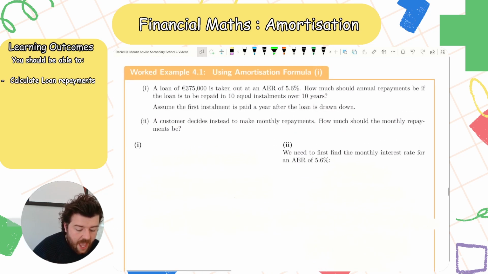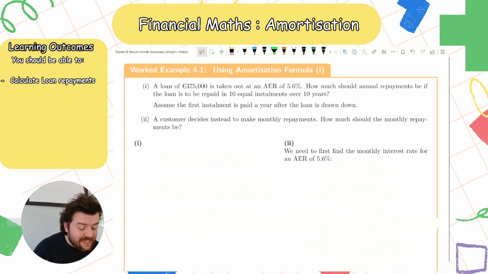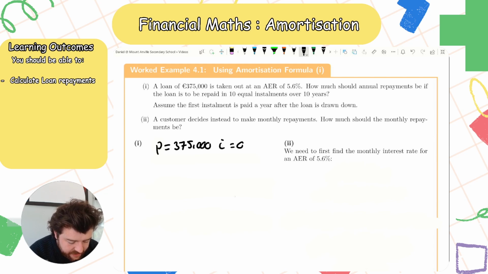So let's have a look here. A loan of 375,000 is taken out at an annual equivalent rate of 5.6%. How much should annual repayments be if the loan is repaid in 10 equal installments over 10 years? So, easy peasy lemon squeezy. My loan amount is 375,000. My interest rate is 0.056. My T is going to be equal to 10 because it's 10 installments.